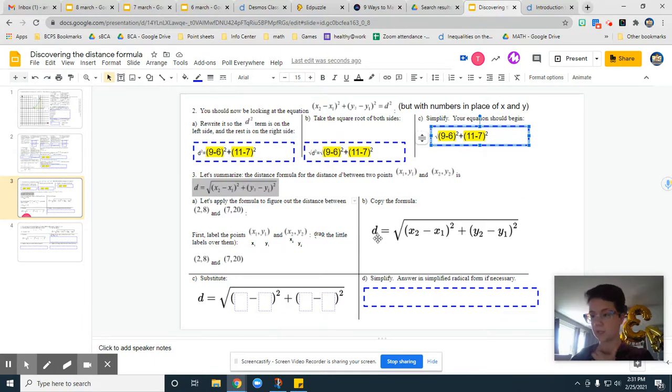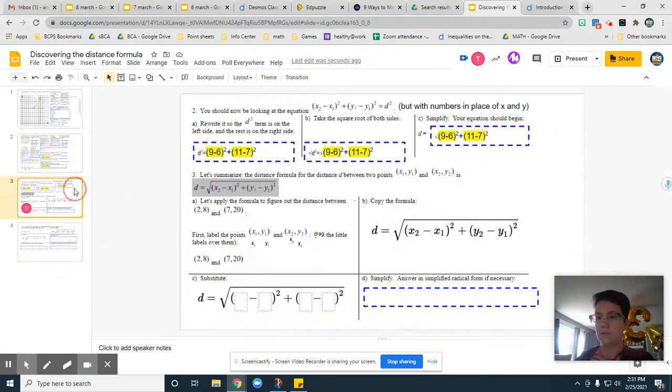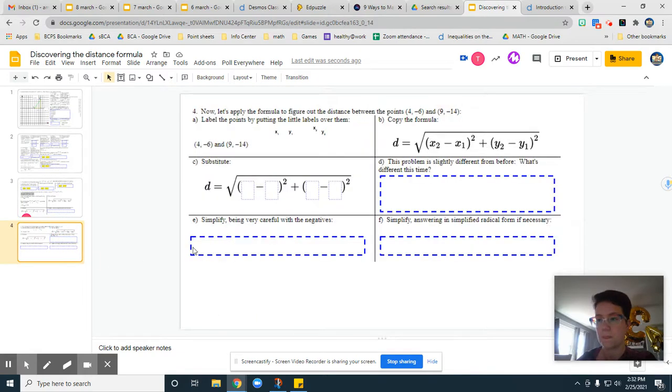So let's summarize. The distance formula for the distance between 2 points, (x1, y1) and (x2, y2), is just the square root of (x2 minus x1) squared plus (y2 minus y1) squared. You're finding the distance of the bottom of your triangle and the side of your triangle. That's all you do. Now your job is to finish out question 3 and question 4. Just like we did in the example, rewind this video and watch it as much as you need to.